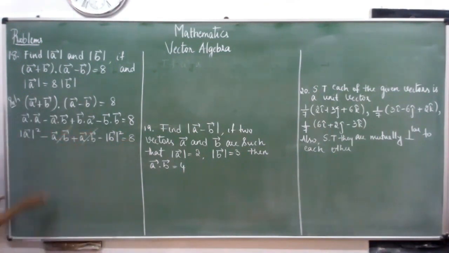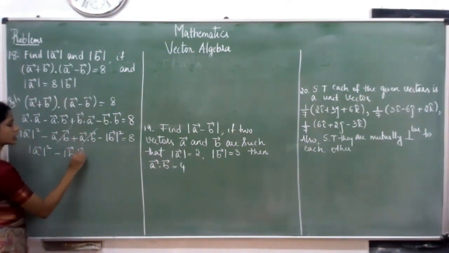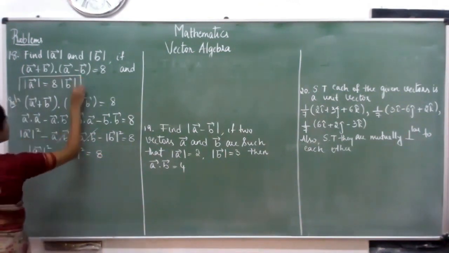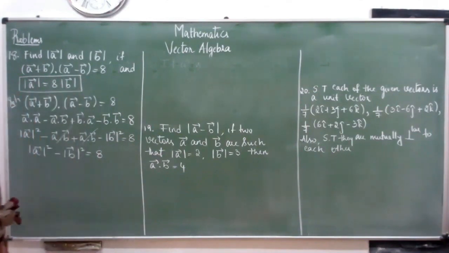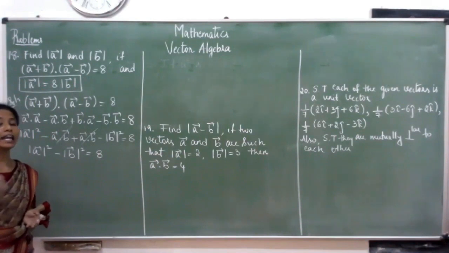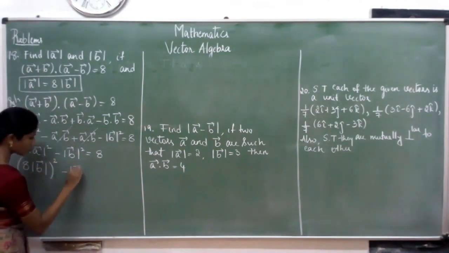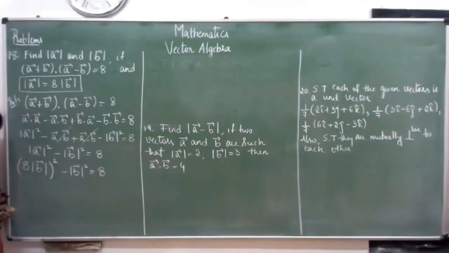So this gets cancelled. So you have magnitude of vector A the whole square minus magnitude of vector B the whole square is equal to 8. Now I am going to use the data which is given in the question. They have given that magnitude of vector A is 8 times magnitude of vector B. So instead of magnitude of vector A, I am going to substitute it as 8 times magnitude of vector B. So here magnitude of vector A can be written as 8 times magnitude of vector B the whole square minus magnitude of vector B the whole square, which is equal to 8.